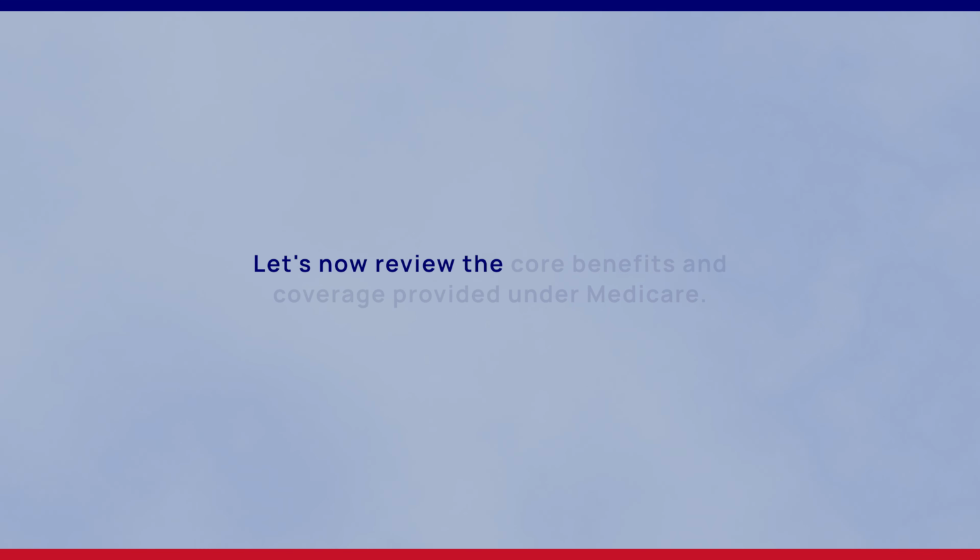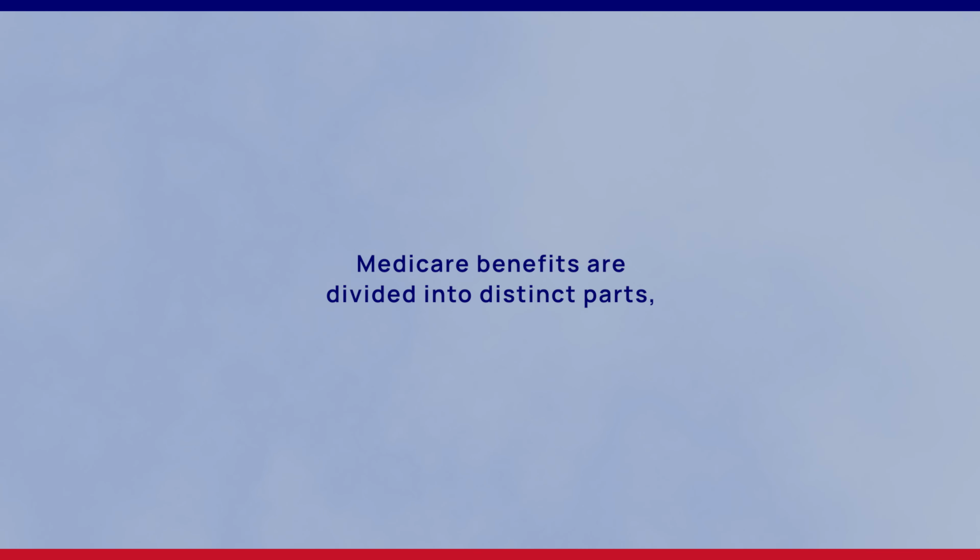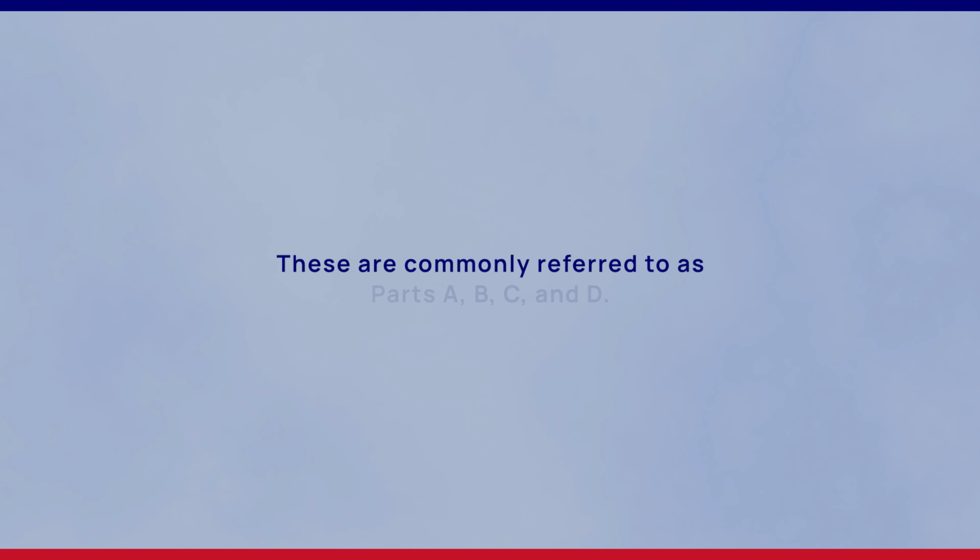Let's now review the core benefits and coverage provided under Medicare. Medicare benefits are divided into distinct parts, each authorized under separate sections of federal law. These are commonly referred to as Parts A, B, C, and D.